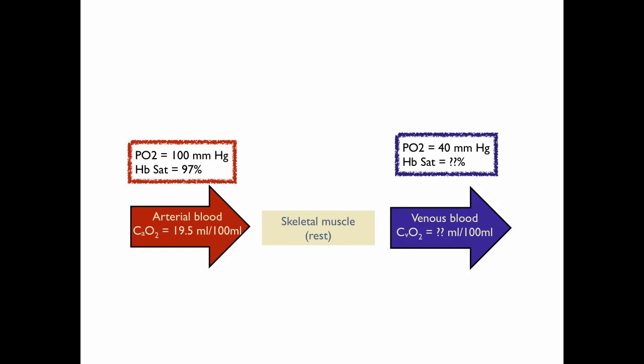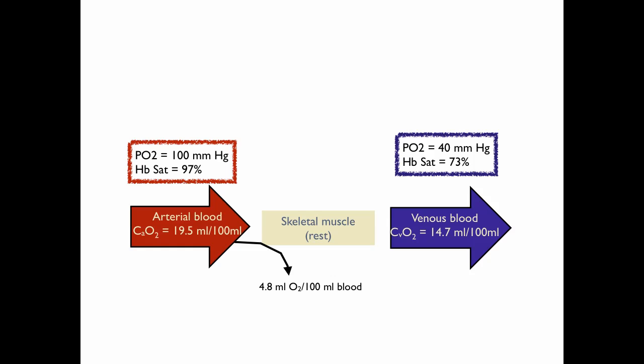So if we now put that into our diagram here, the amount of oxygen being delivered is about 19.5 mLs, and the amount of oxygen leaving the muscle is about 14.7. That means that a certain amount of oxygen has left to go into the skeletal muscle, and that's about 4.8 mLs of oxygen per 100 mLs of blood. Just subtract the content in the venous blood from what we find in the arterial blood.